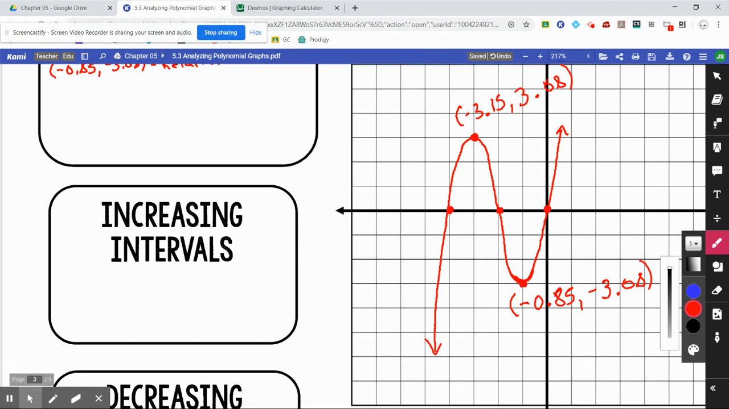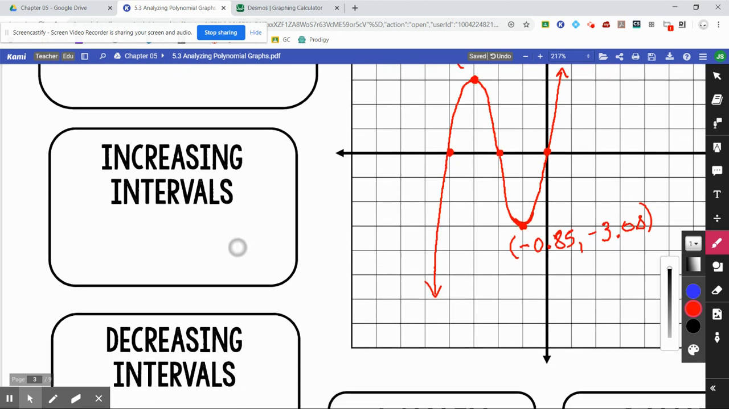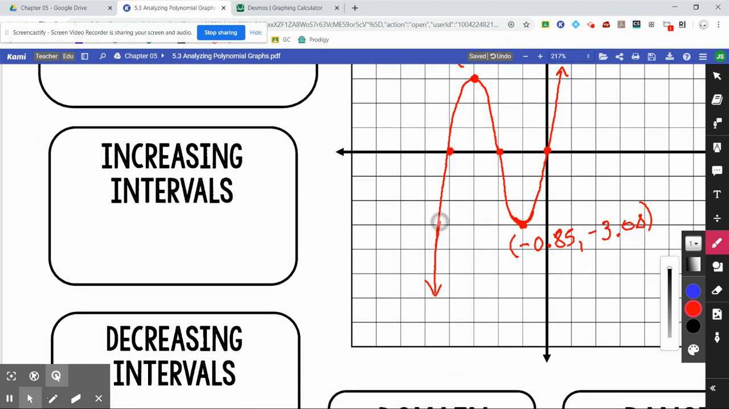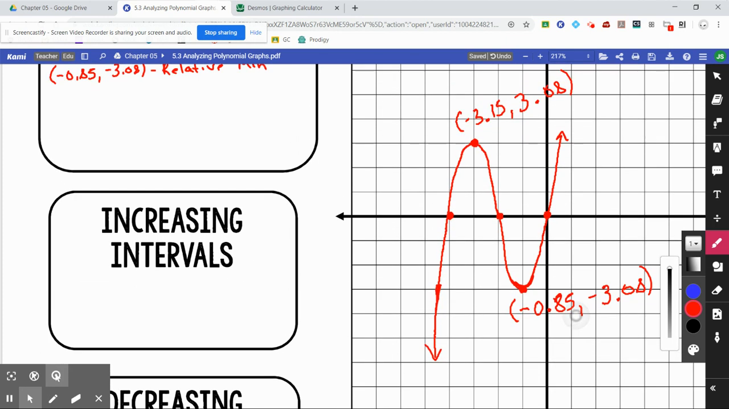The intervals where your function is increasing and decreasing. Okay, first off, let's start off with increasing. Your graph is read from left to right. We always read this way, and we only use our x values. We're only going to use the x-axis when we're talking about increasing and decreasing intervals. Your graph increases till it gets to this point. That is this location right here.